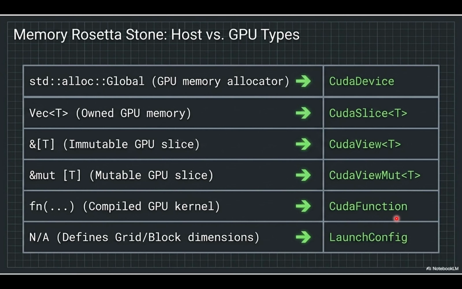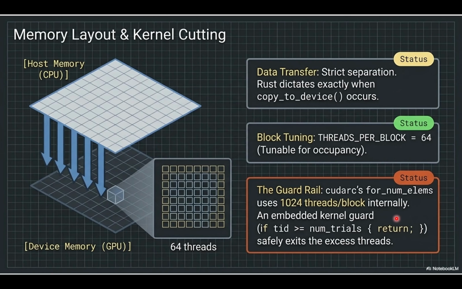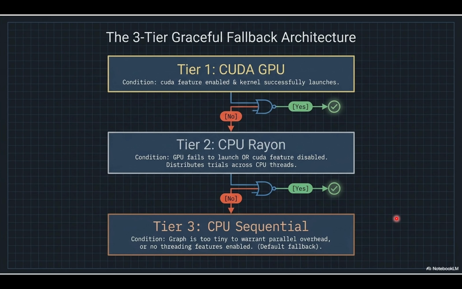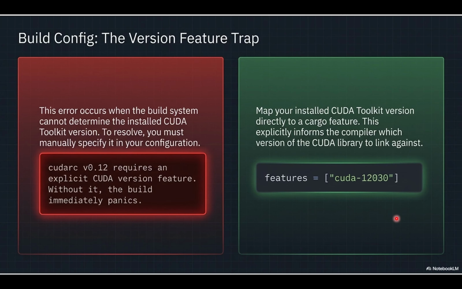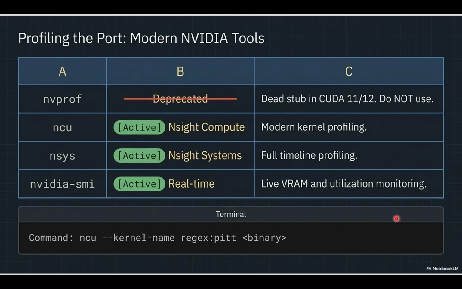Well, profiling GPU code requires specialized tools, and the developer noted a major shift in the ecosystem here. If you look up countless tutorials online, they'll instruct you to use NVProf to measure your kernels. Right. But if you are working in a modern environment, specifically CUDA 12, NVProf is deprecated. It's essentially a dead stub. You'll just be shouting into the void wondering why nothing is working. Exactly. You have to migrate to the modern suite. So you need Nsight Compute to verify the mathematical execution of the kernel itself, and Nsight Systems to trace the exact timeline of when data is traveling across the PCIe bus between the CPU and the GPU.